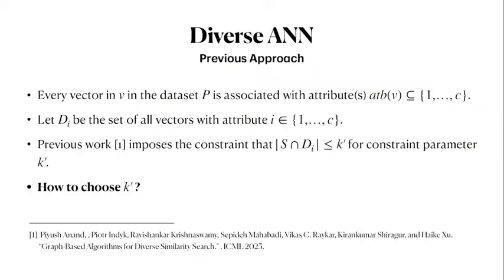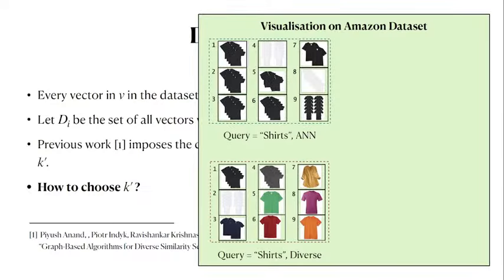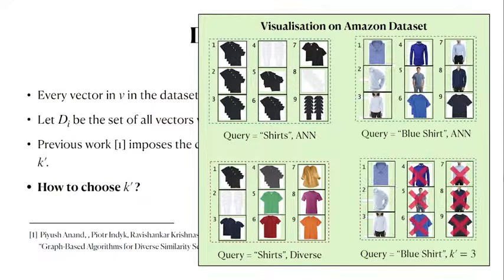In practice, you can see this in an experiment we did on an Amazon dataset. We ran a query called shirts. The standard retrieval algorithm retrieved a solution where the majority color was overrepresented. When you put this k' constraint, you can get a diverse solution. But what happens when the query is blue shirt? Here, the standard algorithm returns a lot of blue colored shirts. But if you put the constraint k', then you are cutting down all the nice solutions that you would get otherwise without this hard constraint.